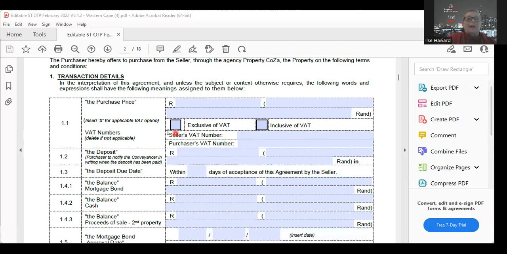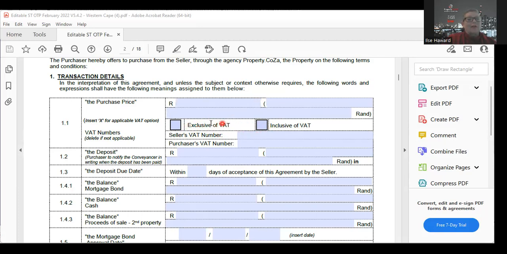Another point that I often find the agents aren't certain about is whether they must put exclusive of VAT or inclusive of VAT. Now, if it's a normal run-of-the-mill transaction, normal buyer buying from a normal seller, individual capacities, it's normally inclusive of VAT. If the seller is VAT registered, which you should have found out on your listing as well, it would be exclusive of VAT. For instance, a developer, a speculator, whatever the case may be, if it's exclusive of VAT, the seller's VAT number comes in there.